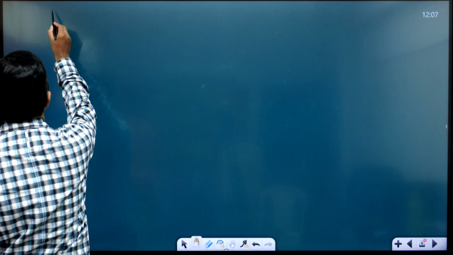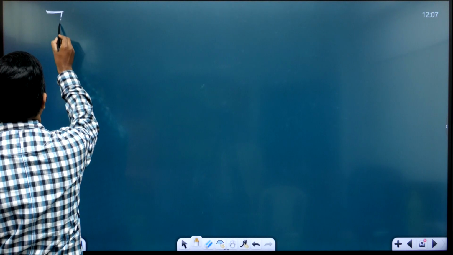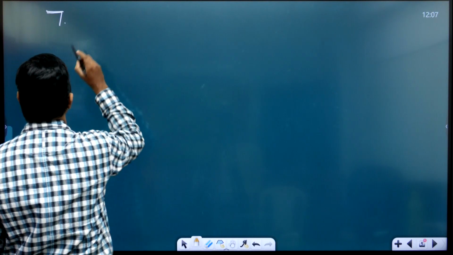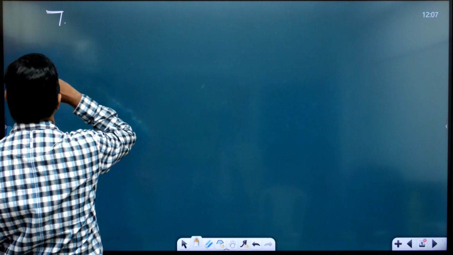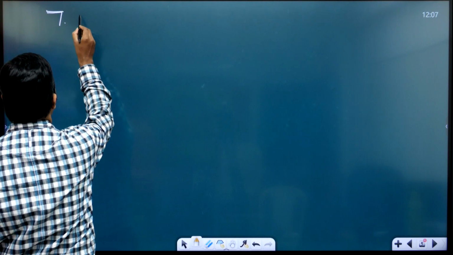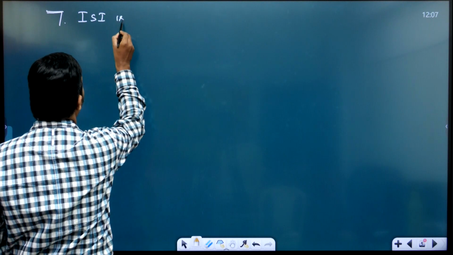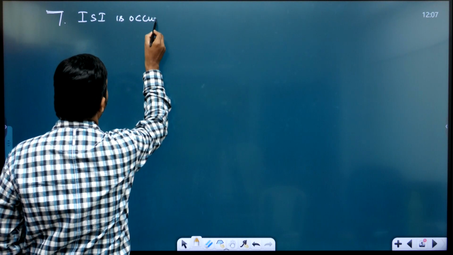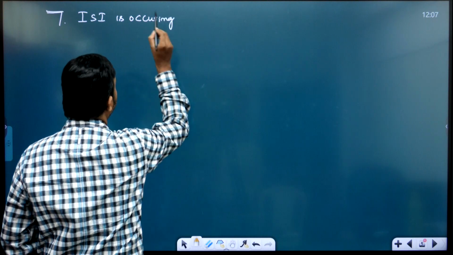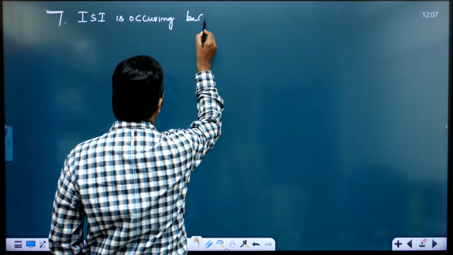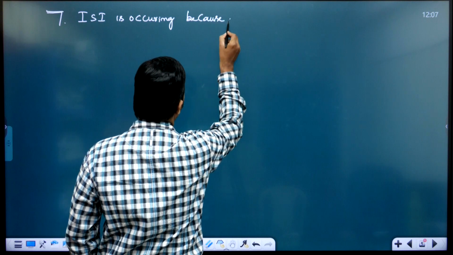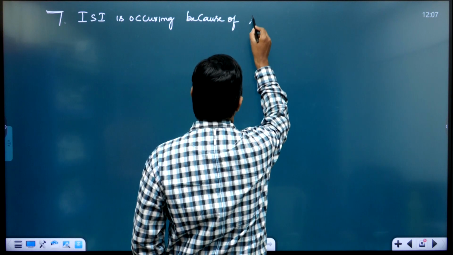So here the seventh point is: ISI, intersymbol interference, is occurring because of what? Band limited channel.